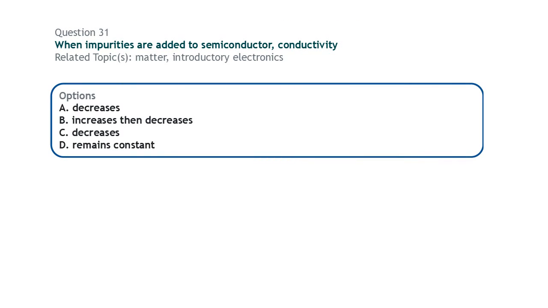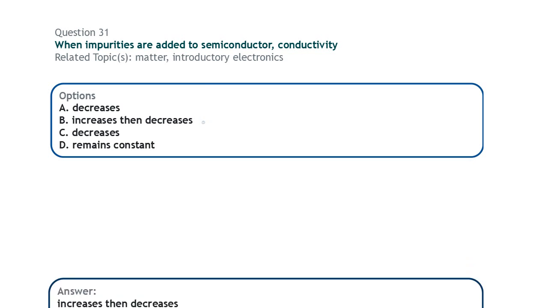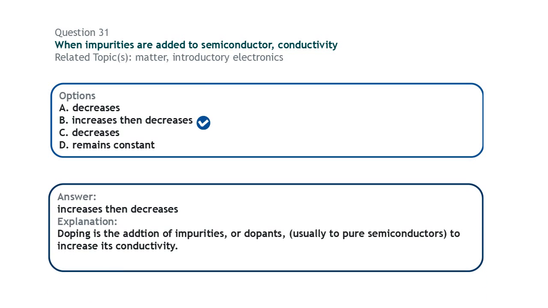Next on matter: when impurities are added to a semiconductor, the addition of impurities to a semiconductor is what we term as doping, and the purpose is to increase the conductivity. So doping is the addition of impurities or dopant to semiconductors to increase its conductivity. The conductivity will increase, then it will decrease as the impurity depletes.